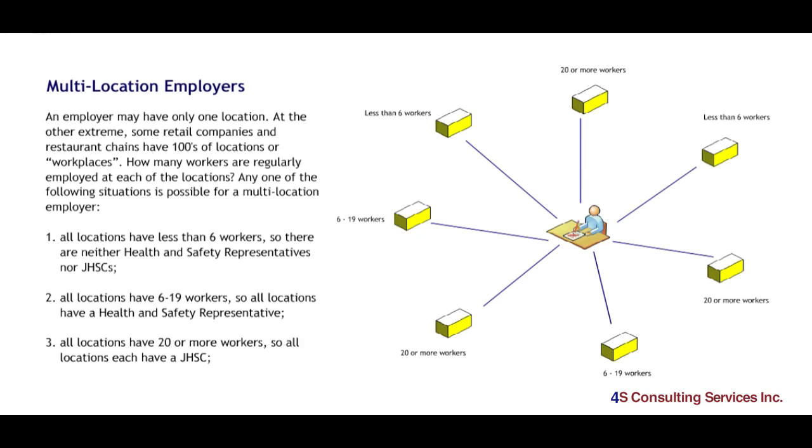Any one of the following situations is possible for a multi-location employer. 1. All locations have less than 6 workers, so there are neither health and safety representatives nor JHSCs. 2. All locations have 6 to 19 workers, so all locations have a health and safety representative. 3. All locations have 20 or more workers, so all locations have a JHSC.